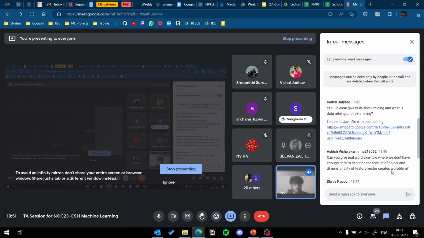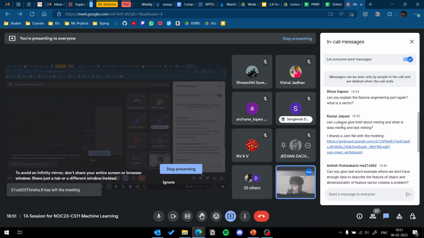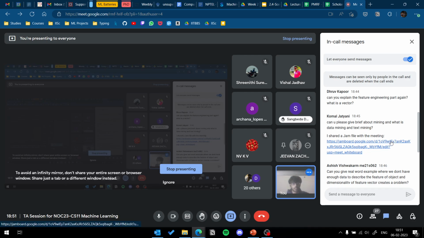Okay, I hope that helps. There's one question which I missed here, which is can you please give a brief description about mining, and what is data mining and text mining? So I have to admit that personally I don't have a lot of experience with data mining or text mining, but I will still try to give you an explanation.